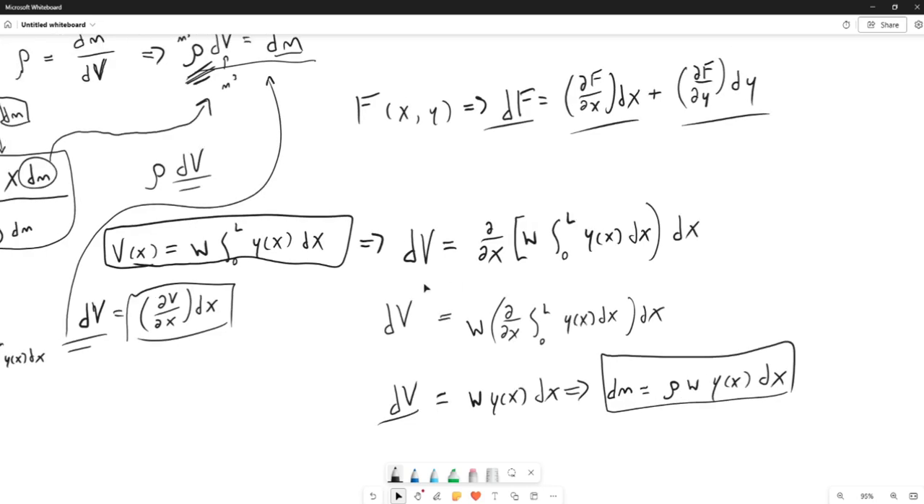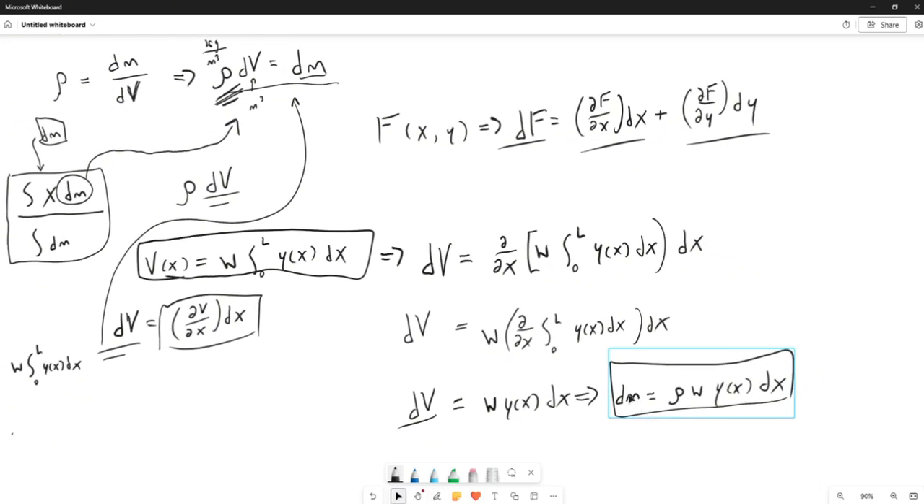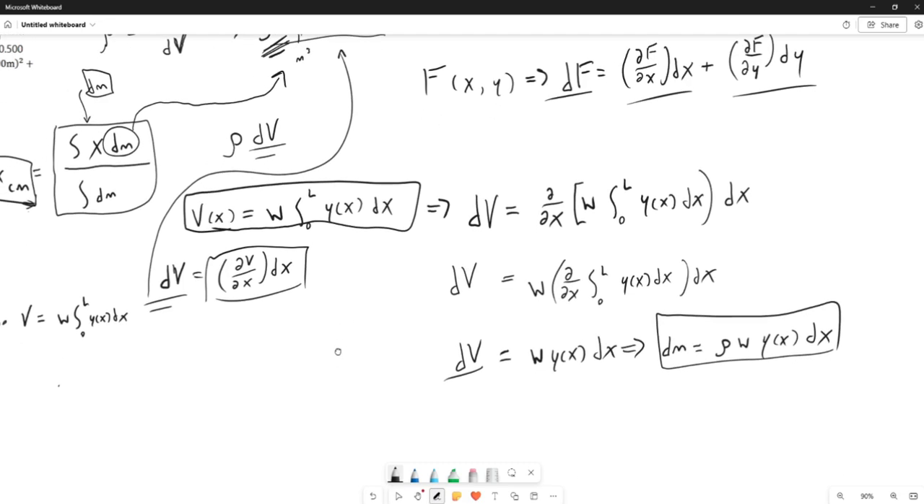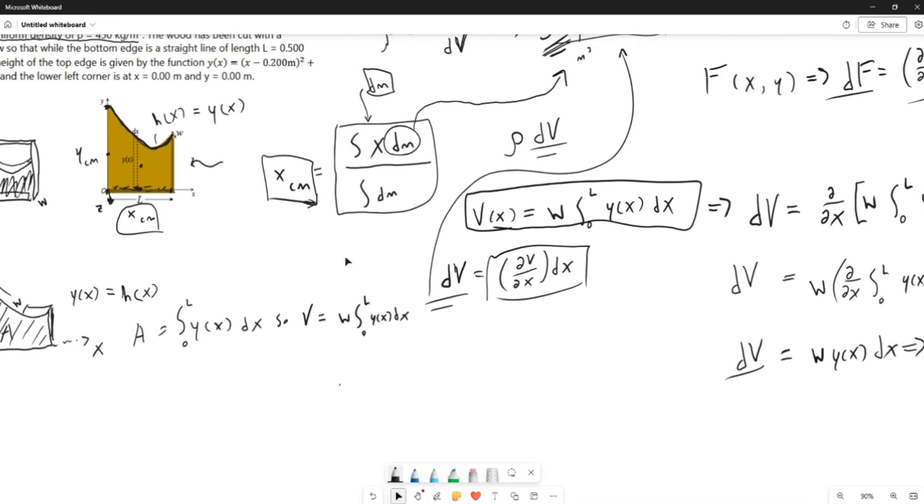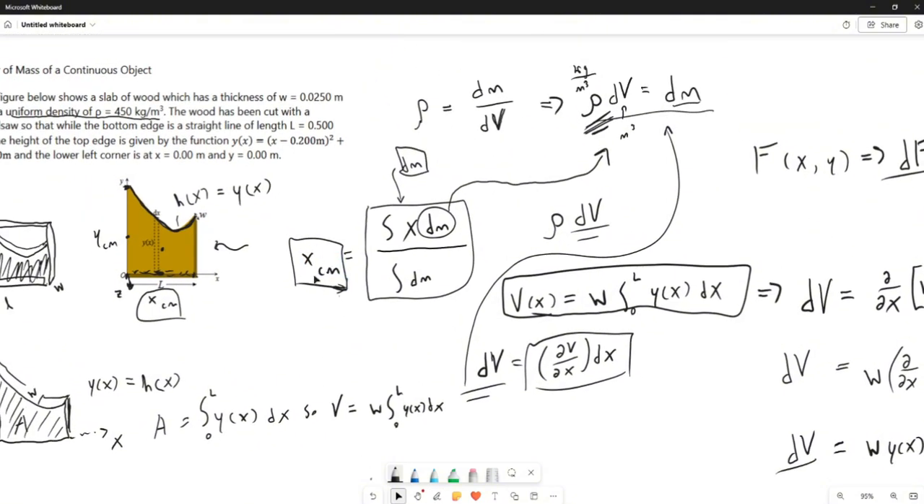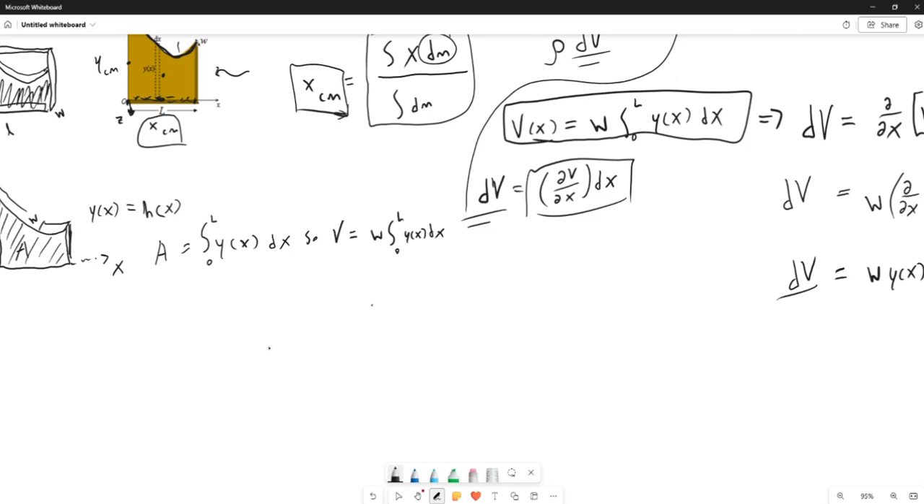Once we have dm, what our infinitesimal mass is with respect to dx, the coordinate, we can now actually evaluate our integral to find the center of mass with respect to the x coordinate here. And so x_cm is equal to the integral of x dm. Well, I just wrote what dm is. It's rho w y of x dx. And so now our integration is with respect to dx, no longer dm, which is something we can actually do now. And we can also plug that in down here.